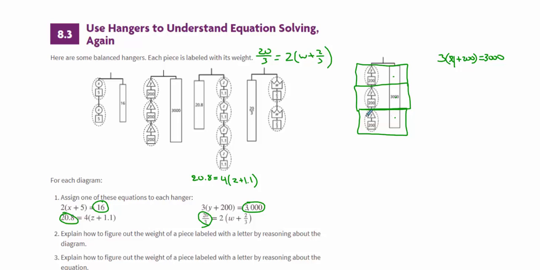How that would look over here: since I have the quantity of y plus 200 three times, I'm going to divide it by 3 to get just 1 y plus 200. And over here, I divided this side by 3 also, to equal 1,000. So now my equation matches what I have here, one group. One group of y plus 200 is equal to 1,000.